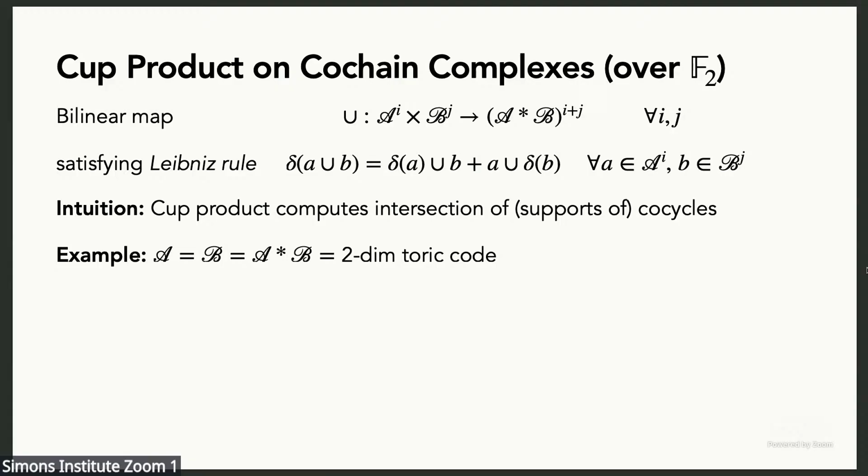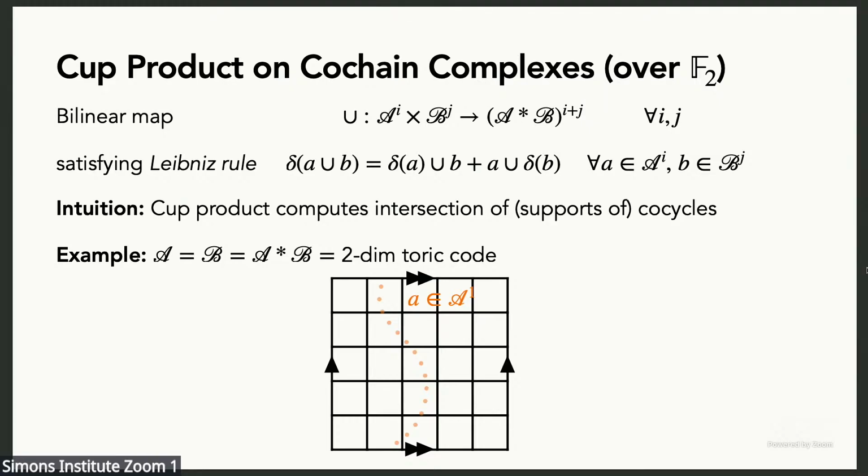Just to draw out the example again with the 2D toric code, where now A, B, and A star B are all the 2D toric code, we can try to take the cup product of cocycles corresponding intuitively to this cycle A and this cycle B. For technical reasons, when we talk about cup products, we need to pass to cocycles instead of cycles. The cocycle corresponding to this cycle A is basically just a cycle, but instead of taking a smooth path like we did before, we take the dual path, which is this ladder type path going around the torus. And the same thing for B, we take a ladder type cycle instead of a true cycle.